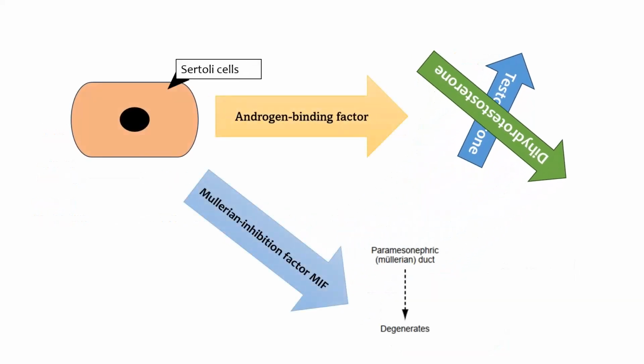Sertoli cells secrete androgen binding factors which will enhance the effect of the testosterone, and they will help to further induce cellular differentiation into male gonads. Also, they release the Mullerian inhibition factor, also known as the anti-Mullerian hormone, which will lead to the degeneration of the paramesonephric, also known as the Mullerian duct.